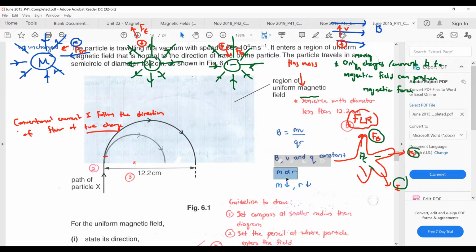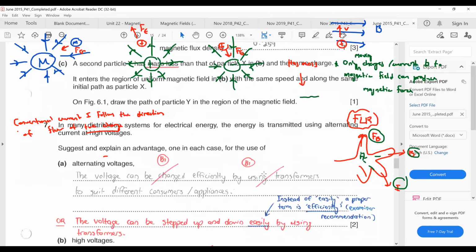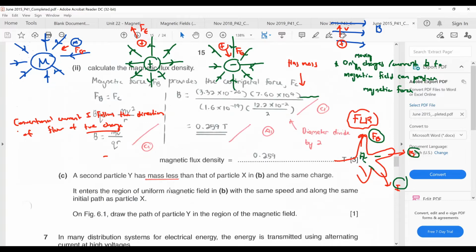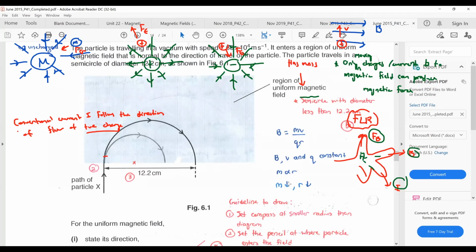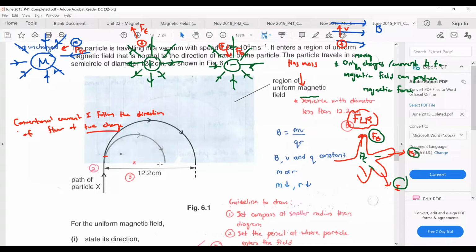Okay? So if your mass is now lesser, that means your radius will be lesser, because the question already told you the mass is less, right? Yeah, they told you the less mass. So since your mass is less, your charged particle will be moving in a circle but with a smaller radius. So you just draw a circle, just make sure that the radius or diameter is smaller than the original one, and you will be fine. Okay, so that part is fine.